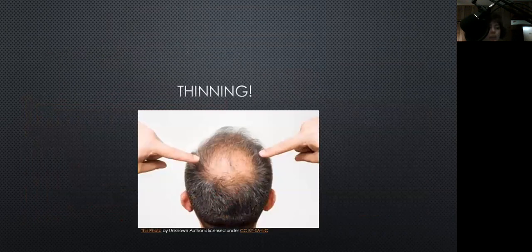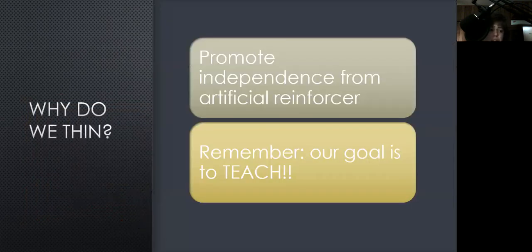Now, there's one more topic that I want to cover, and that is how to thin a variable ratio schedule, a last step in the process of modifying behavior. And yes, thinning should occur. Ratio schedules are meant to be temporary. First, we don't want a student to have a dependence on an artificial reinforcer in order to perform a behavior. And second, remember that our goal is to teach. Part of living in this world is experiencing delayed gratification, and that's something that has to be taught.